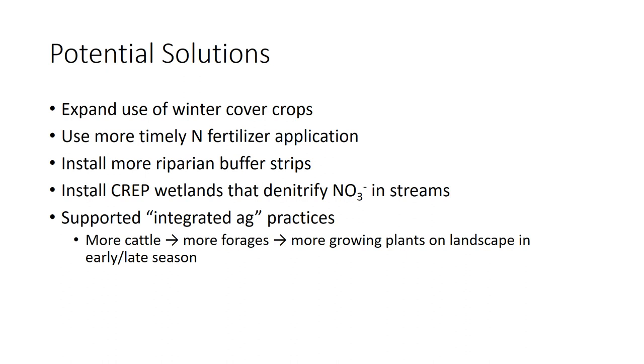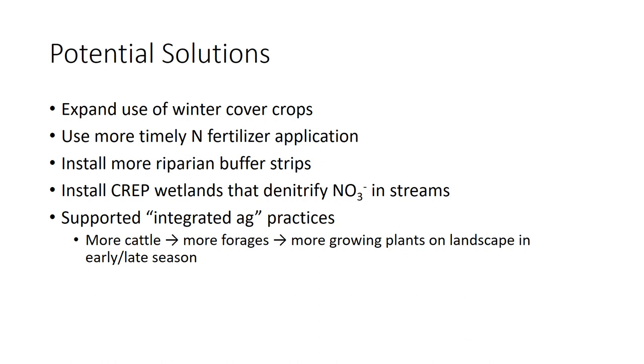Now, in terms of improving the water quality, there are ways that this problem could be fixed. One could be to expand the use of winter cover crops, and the use of more timely nitrogen fertilizer application would also help a lot. Right now, most of the nitrogen that's applied is injected as anhydrous ammonia in the fall. If that anhydrous ammonia injection were to happen in the spring, then there's less time for the ammonia to be converted to nitrate and leached out. So there's just less chance of leaching to occur if it's injected in the spring. Delaying nitrogen application to the spring would be a huge help.